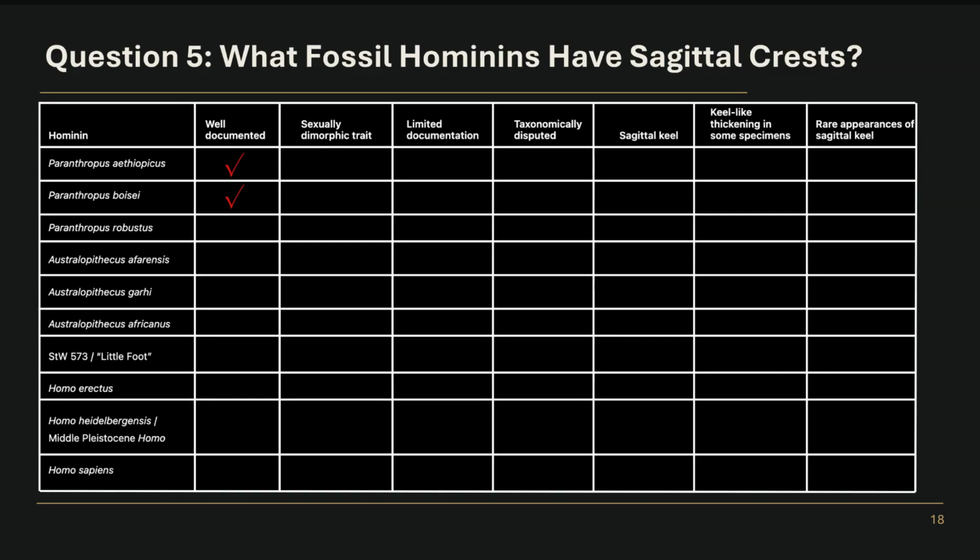Homo erectus displays a sagittal keel, not a sagittal crest. Homo heidelbergensis and other Middle Pleistocene Homo specimens may show keel-like thickening in some cases. Fun fact: a small percentage of modern humans displays sagittal keeling. This is another example of intraspecific variation.